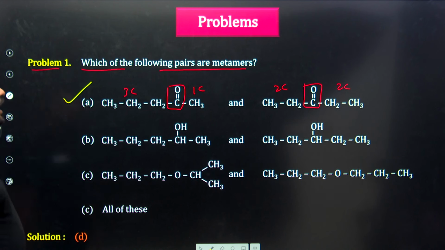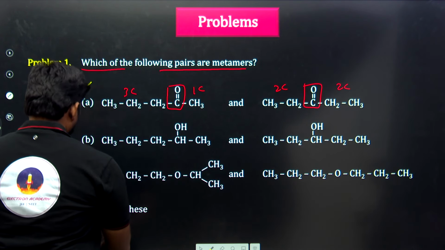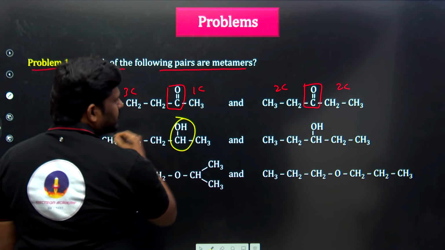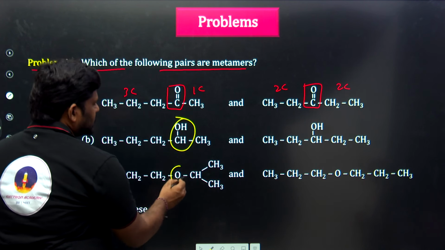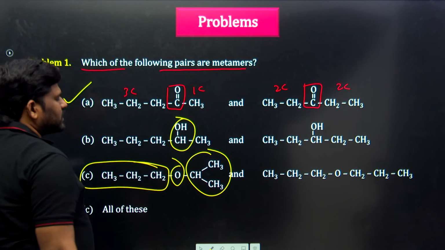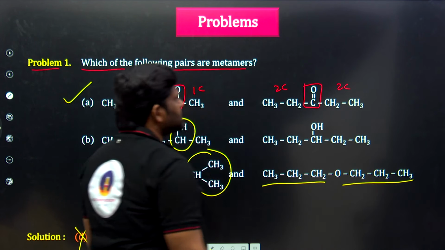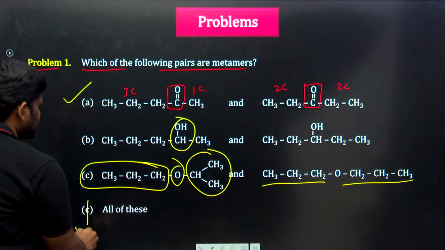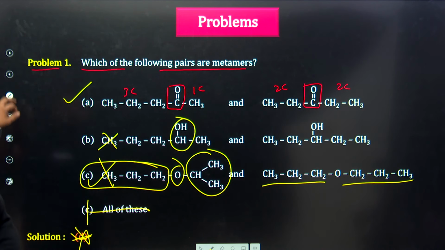Next, here we are taking alcohol. Alcohols cannot exhibit metamerism here. Next, the ether given here: 3 carbons on one side, and 3 carbons on the other side, so this also does not exhibit metamerism. So option D and the others are wrong options; the first option will be the correct answer.